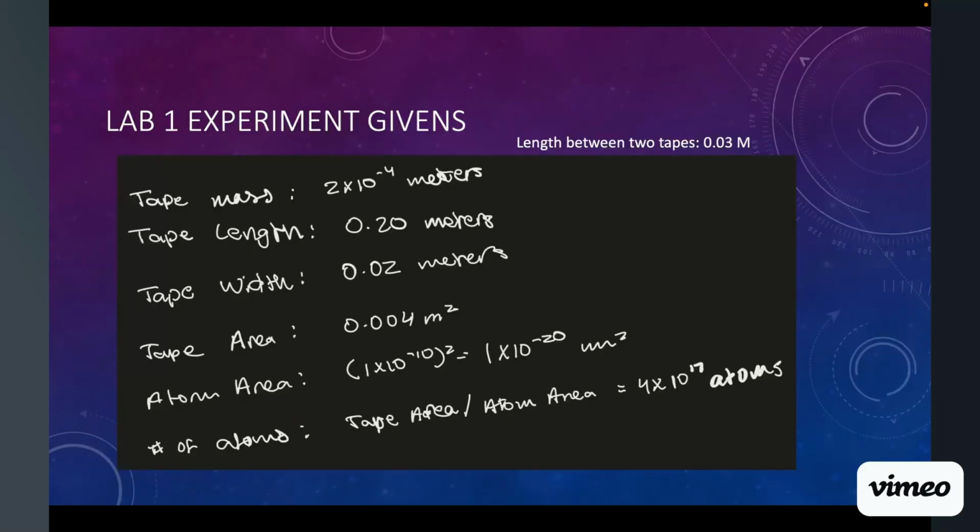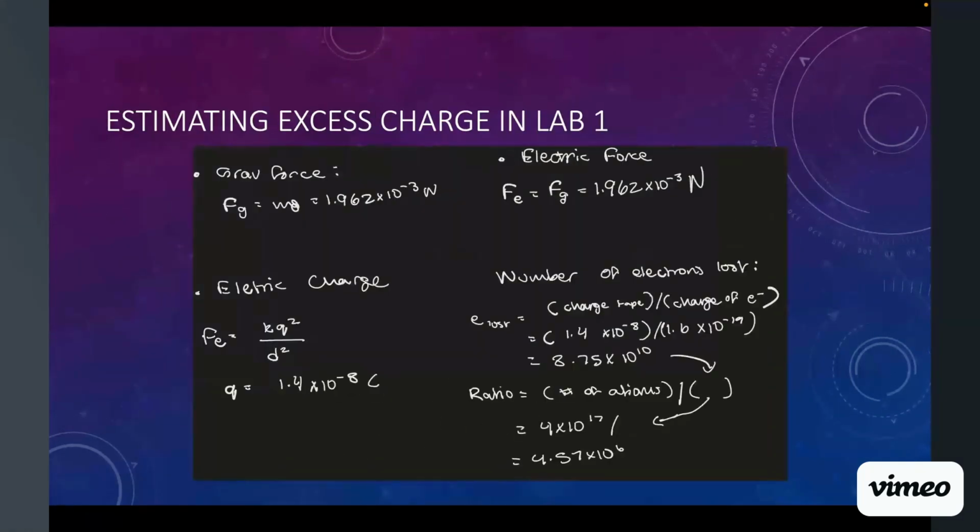These are our givens for Lab 1. The length between the two tapes is 0.03. I added that because I didn't have it on here earlier. But the main ones we need for this one are tape mass and tape length, and that's it. So this is how we estimated excess charge back in Lab 1. We found the gravitational force and set it equal to the electric force because the tape is floating. We found the electric charge, and we found the electrons lost. For the next one, we don't need the electrons lost. We just need to find the electric charge.